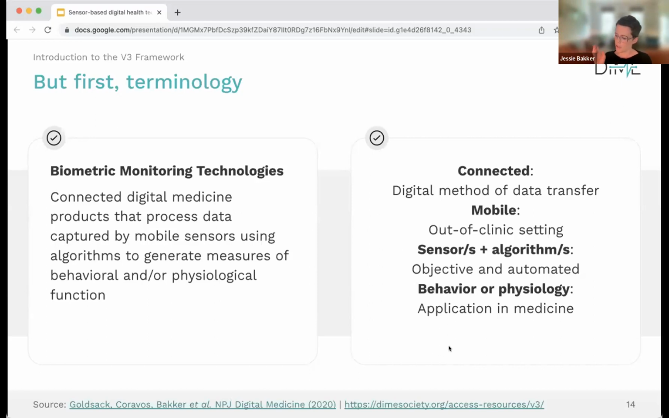So sensors that capture some kind of physical construct like light, temperature, pressure, acceleration. And then an algorithm or series of algorithms uses those sensor-generated signals to estimate a measure of behavioral and or physiological function that is somehow applicable in medicine. So these are the tools that we're focusing on. For this sleep-focused audience, the simplest example is actigraphy, but a biometric monitoring technology can be something far more complex with lots of different sensors and input signals with multiple series of algorithms as well.